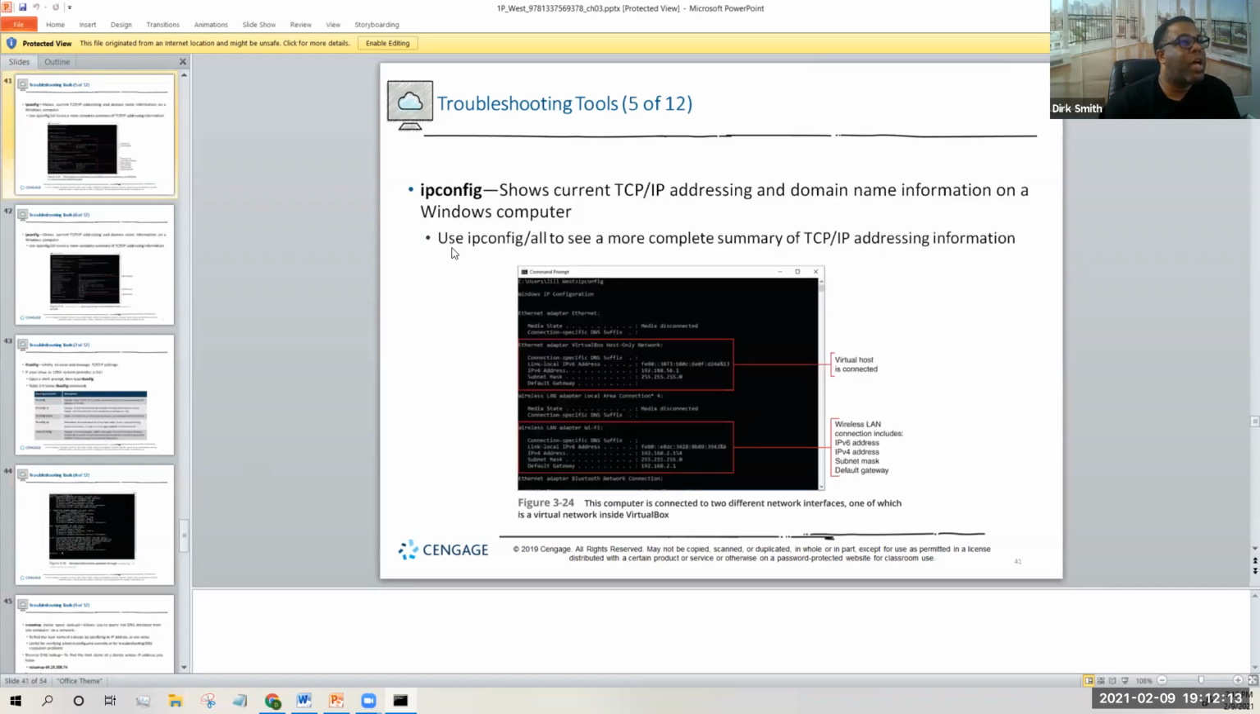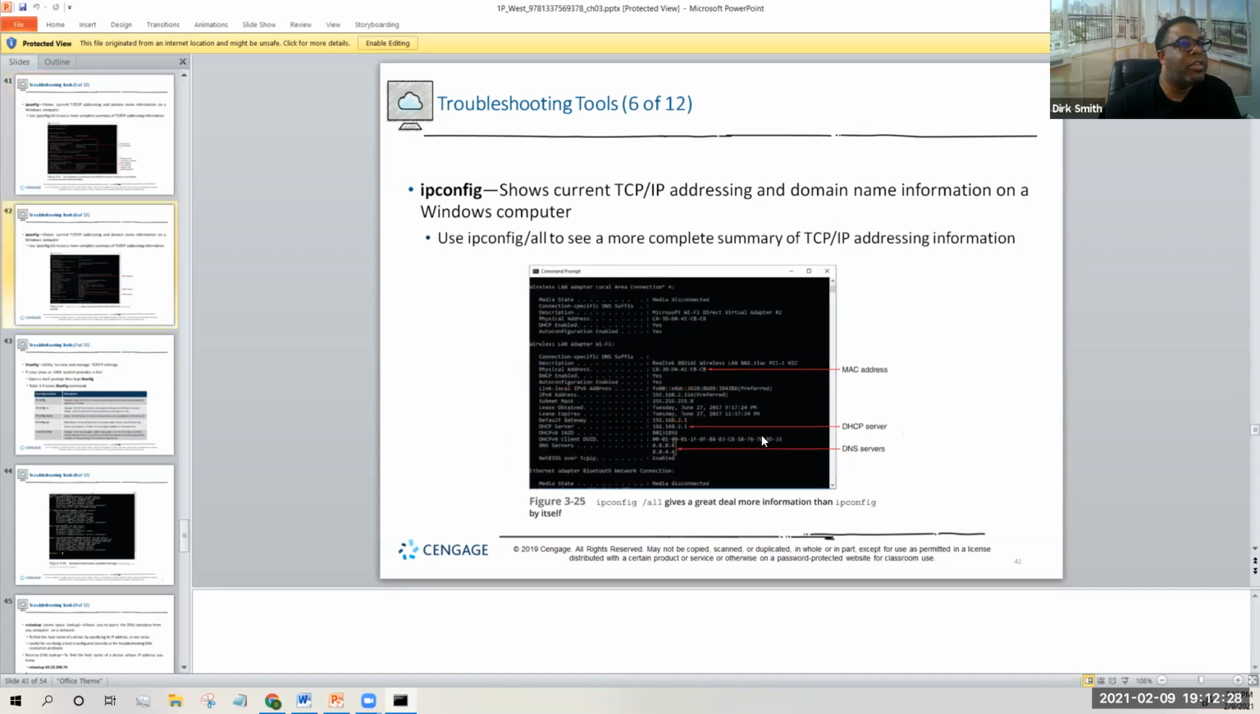Okay, so ipconfig shows the current TCP address and the domain name of what computer you're on. Okay, so I just did that, and then you guys are probably going to be doing some of that in your lab. There's some stuff that I'm sure a lot of you guys already know how to do and understand. So it also displays the MAC address. You see the MAC address here?